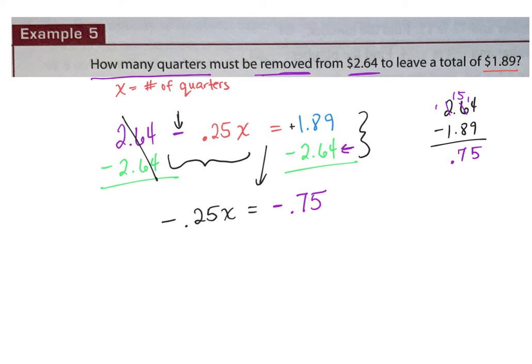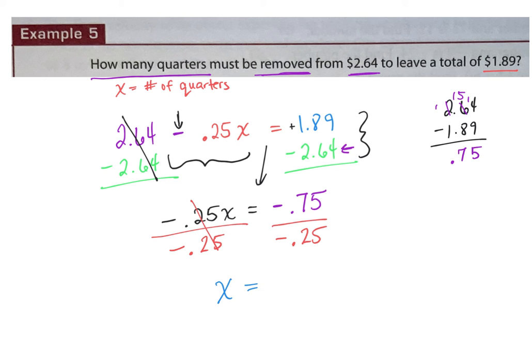Negative 0.75. So my last step here is what? Right, so I am multiplying that x over here. Right here I have 0.25 and x, that's multiplication. So I need to divide both of those by negative 0.25. Negative 0.25, all right? Now on the left-hand side, I now have my x.